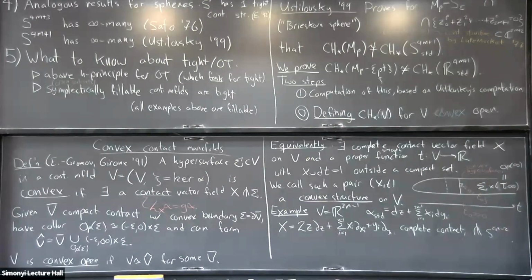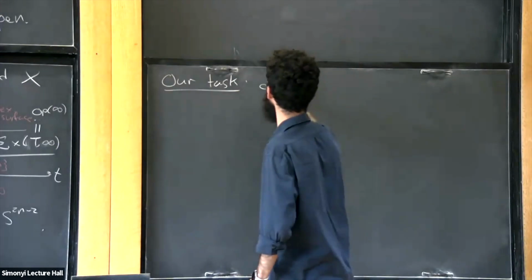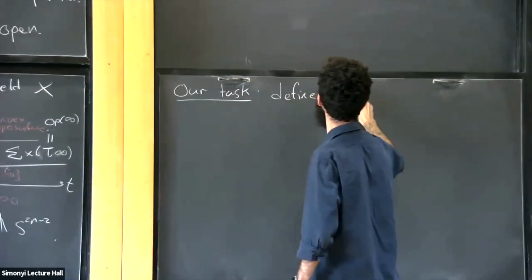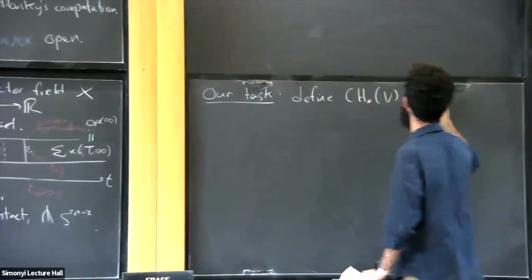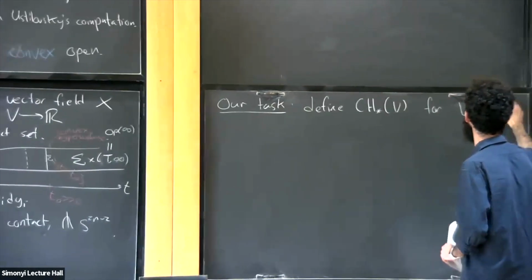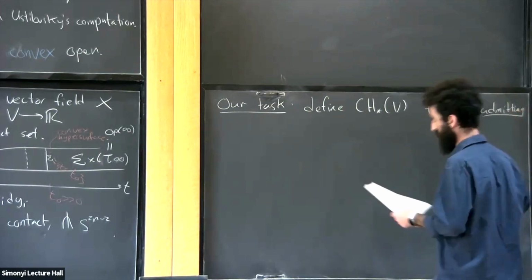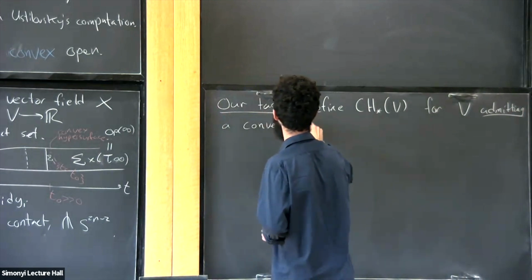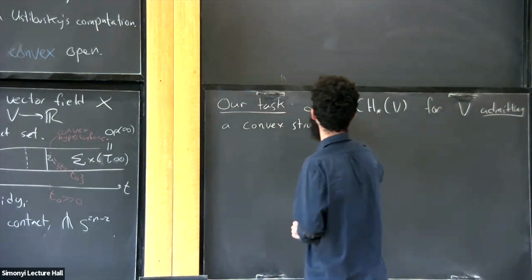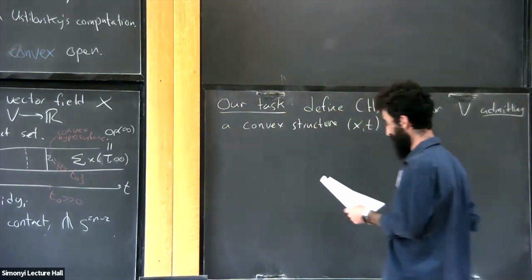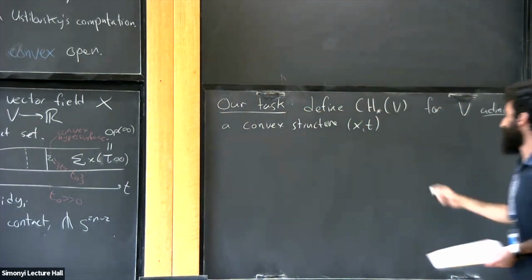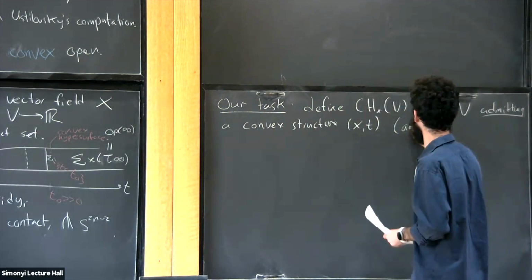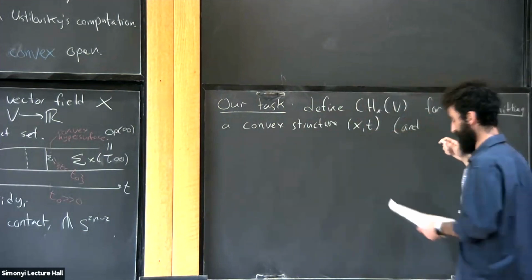Okay, so our task is then to define this invariant for manifolds admitting a convex structure (X, T). But of course, it's important that it be independent of the chosen convex structure.